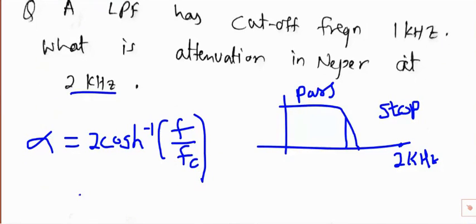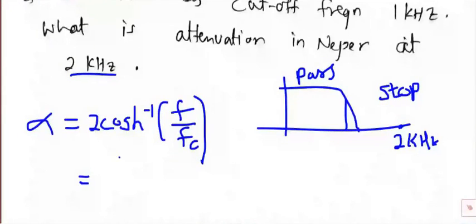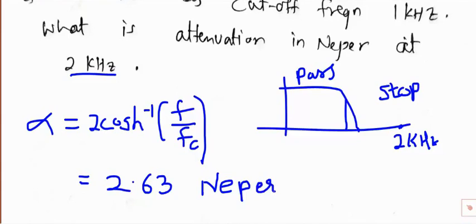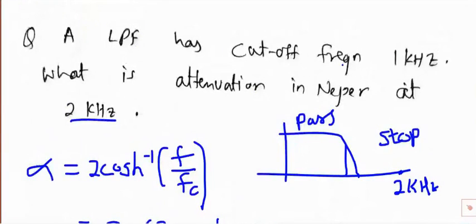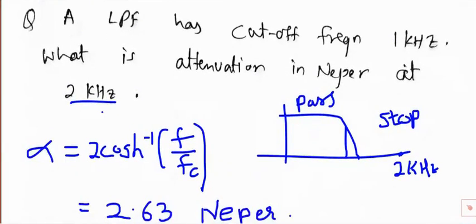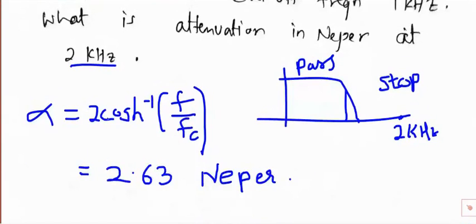Okay. So some students have put the values. Cutoff frequency 1 kilohertz and f given 2 kilohertz. So they have calculated the answer as 2.63. Very good. Good job. 2.63 Neper. So इस टाइप के क्वेश्चन भी पॉसिबल है एग्जाम में. लो पास फिल्टर कट ऑफ फ्रीक्वेंसी गिवन रहेगी, आपको एटेन्यूएशन पूछ सकते. Ok, so just you have to use the formula and get the answer.